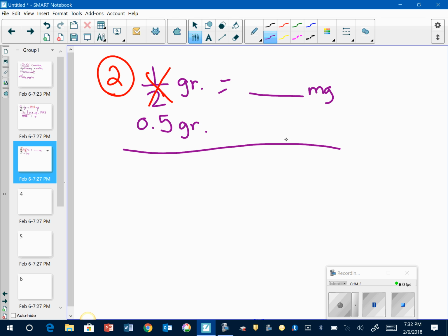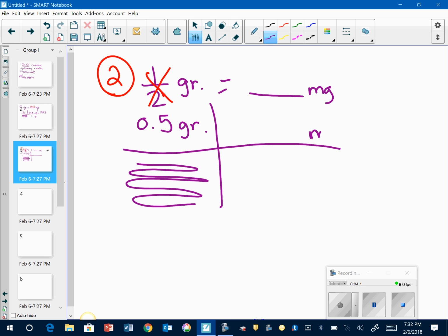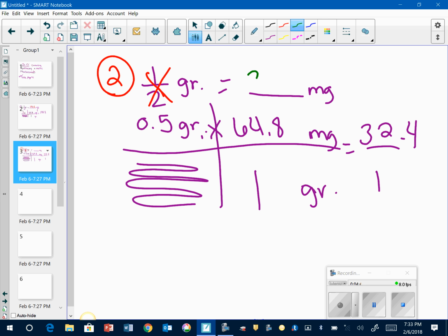I'm going to put that in my cross. Take this out because we don't use that one. Bring down your milligrams. Grains here, grains have to go down here. These 2 are in your table: 1 grain is equal to 64.8 milligrams. Again, you multiply across and then divide. So 1 times nothing would be 1. So 0.5 times 64.8 equals 32.4. So your answer would be 32.4. A half of a grain is equivalent to 32.4 milligrams.